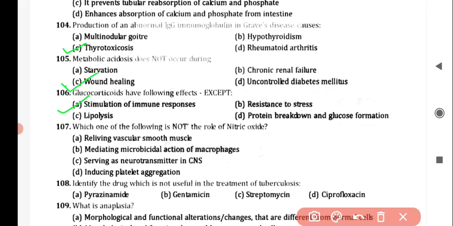Next question is, which of the following is not the role of nitric oxide? And the correct answer is option D, inducing platelet aggregation. Next question is, identify the drug which is not useful in the treatment of tuberculosis. And the correct answer is option B, gentamicin.